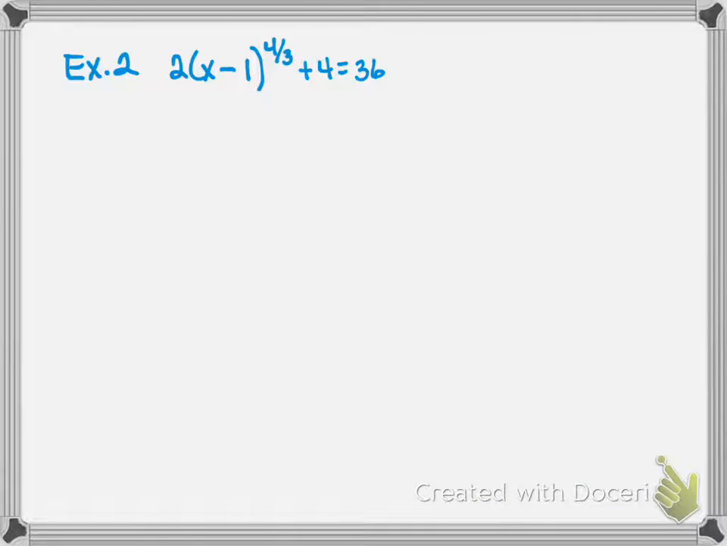Our second example doesn't look like a typical cube root equation. So 2 times the quantity x minus 1 raised to the 4/3 power plus 4 equals 36. And this is considered a cube root equation because it could be written as 2 times the cube root of (x minus 1) raised to the 4th, plus 4 equals 36. So this is a rational exponent equation that can be solved as a cube root equation.